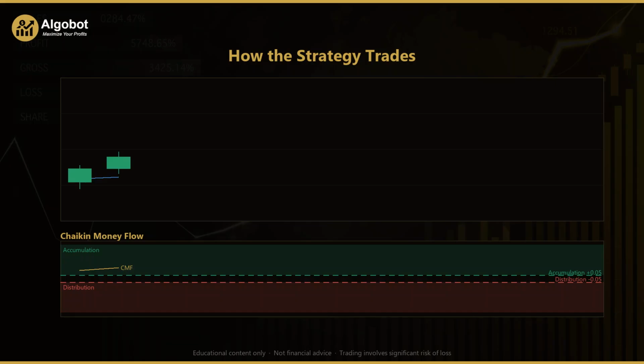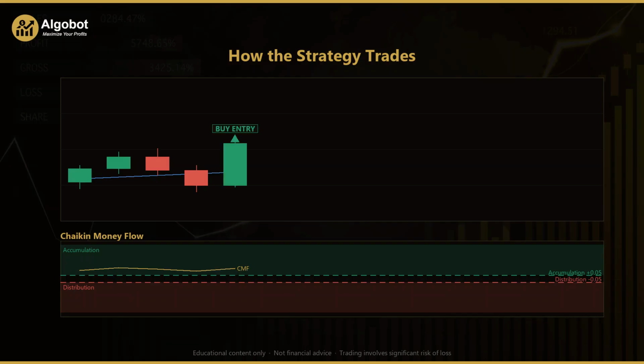The blue line running through the candles is the exponential moving average, and the gold line in the panel below is the Chaikin Money Flow reading, with the accumulation zone above the plus 0.05 level and the distribution zone below the minus 0.05 level. Start on the left. The first two candles push higher and close above the moving average, and notice the money flow reading sitting comfortably in the accumulation zone, above the positive threshold. That tells the strategy buyers are in control.